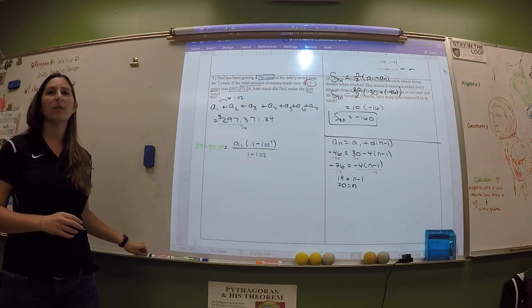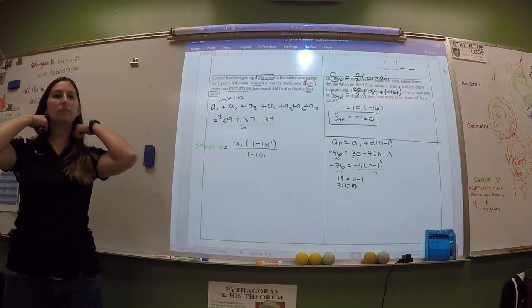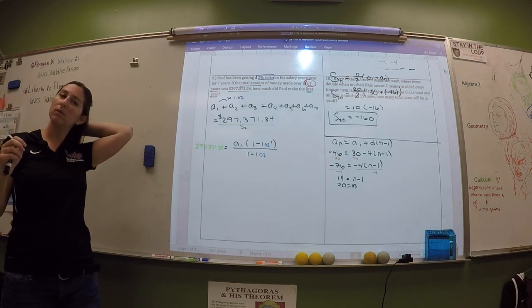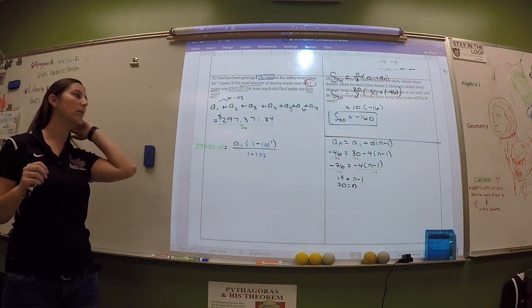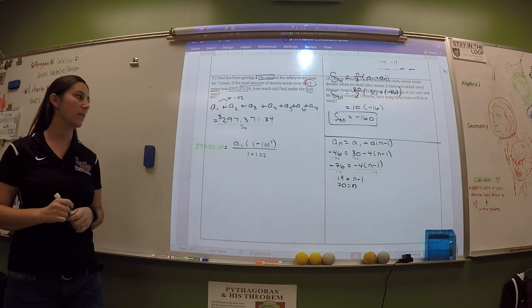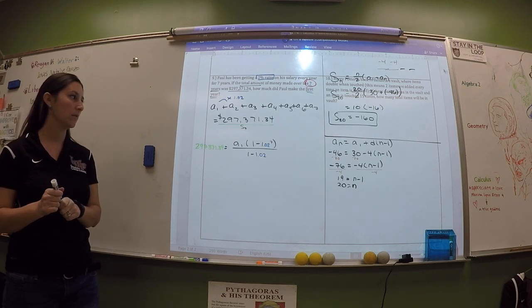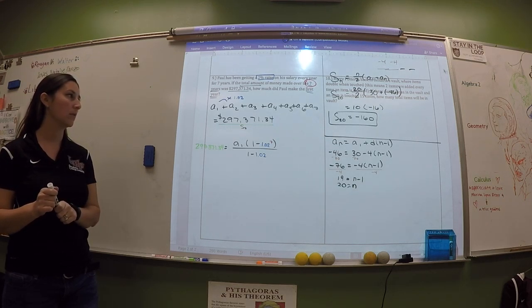And now we have to solve using our awesome algebra skills. Can we do it another way, where we plug in with the sequence equation instead? You can't use AN equals A1. What would you use it for? I use it to find the A1.